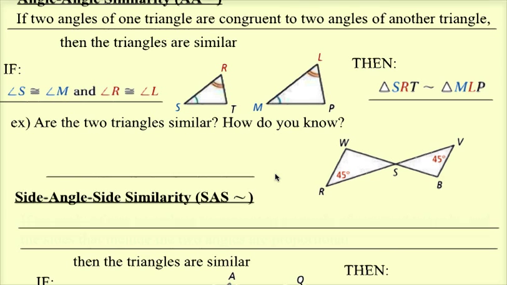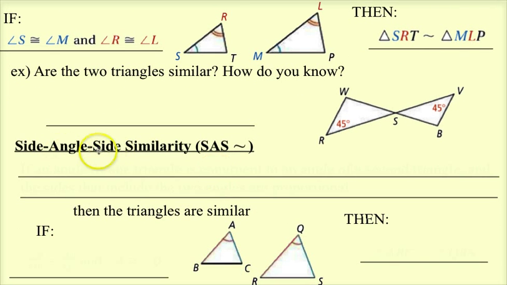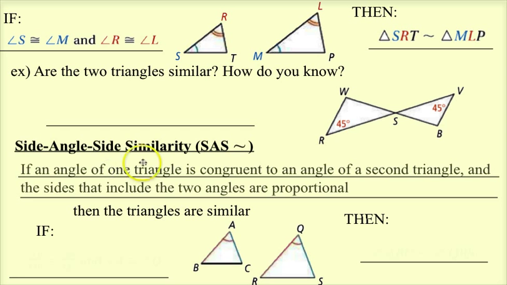Okay, another way to prove triangles similar is side angle side similarity. So SAS similarity. This is different than when I have side angle side congruence. So side angle side similarity. If one angle of one triangle is congruent to an angle of a second triangle, and the sides that include the two angles are proportional, then the triangles are similar.